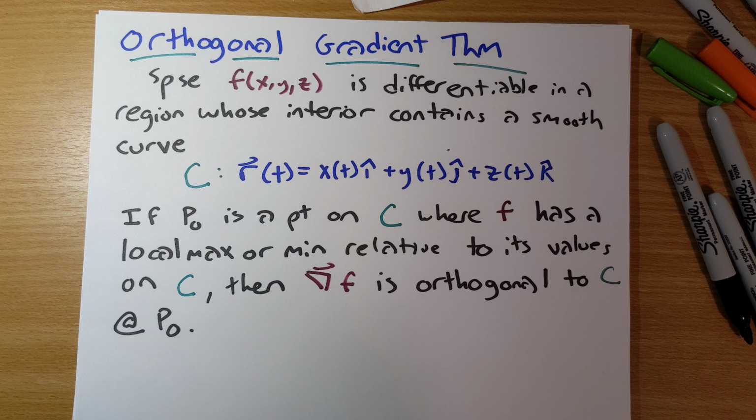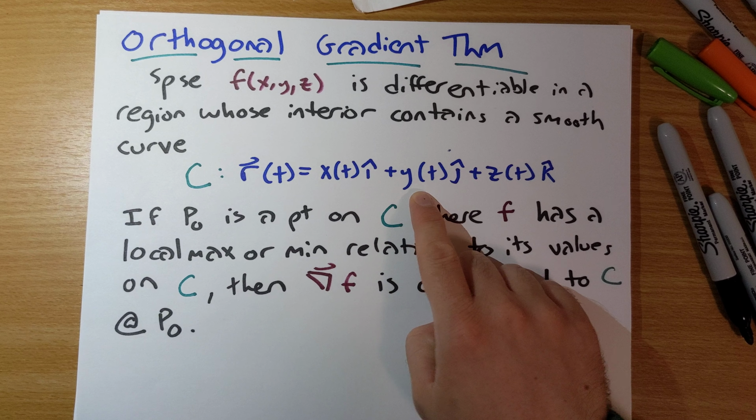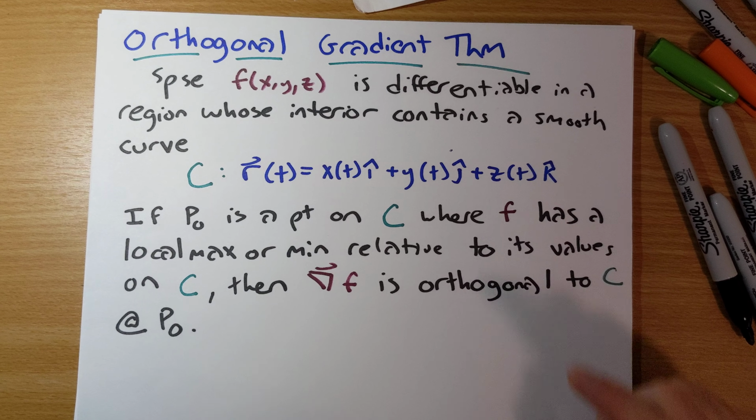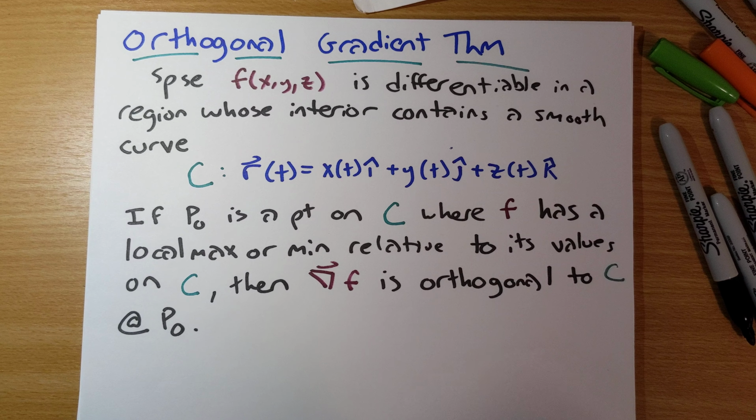Suppose that f of x, y, z is differentiable in a region whose interior contains a smooth curve C: r of t is x of t times i hat plus y of t times j hat plus z of t times k hat. We're doing this for 3 variables. This also works if you just want to do it for 2 variables. If P naught is a point on C where f has a local max or min relative to its values on C, then the gradient of f is orthogonal to C at P naught.